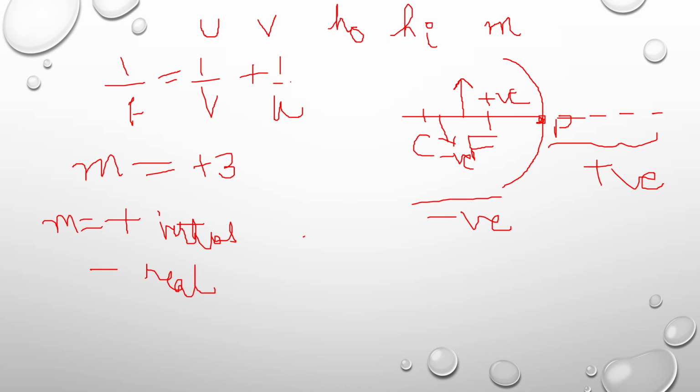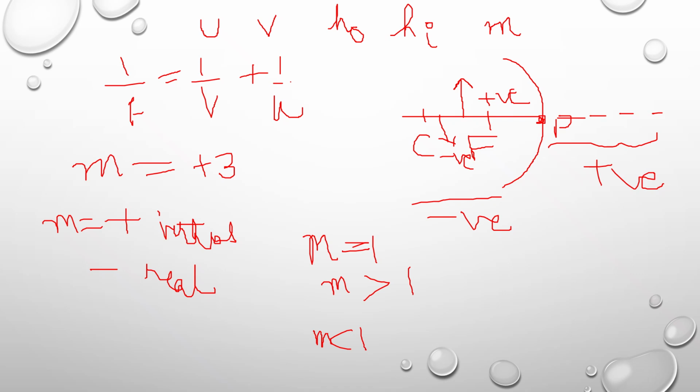If m equals 1, it means that the height of the image and the height of the object are the same. If m is greater than 1, it means the height of the image is greater than the height of the object; that will be an enlarged image. If m is less than 1, the height of the image is smaller than the height of the object, so it will be a diminished image. Now I ask you what will happen if you are given m equals plus 3.